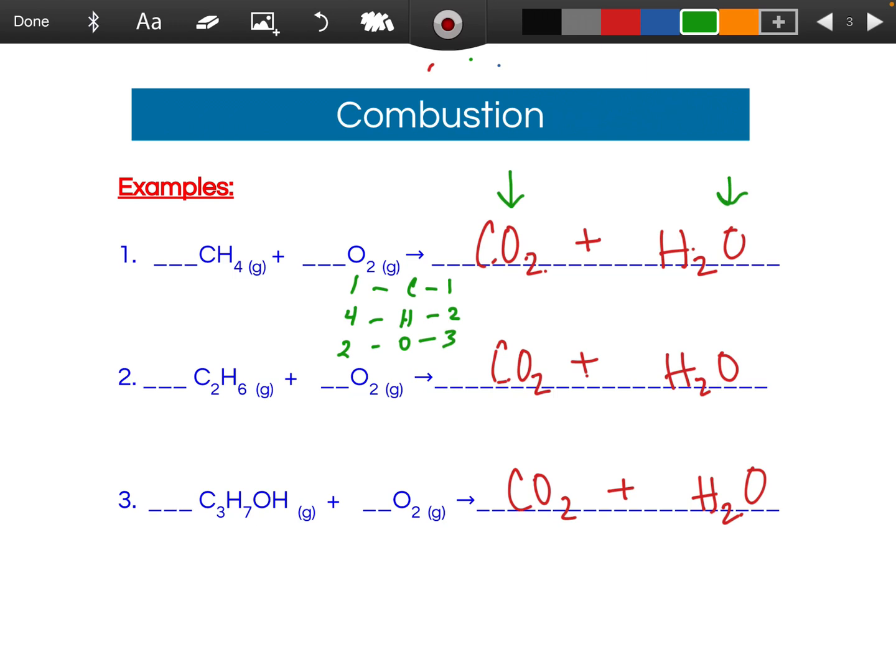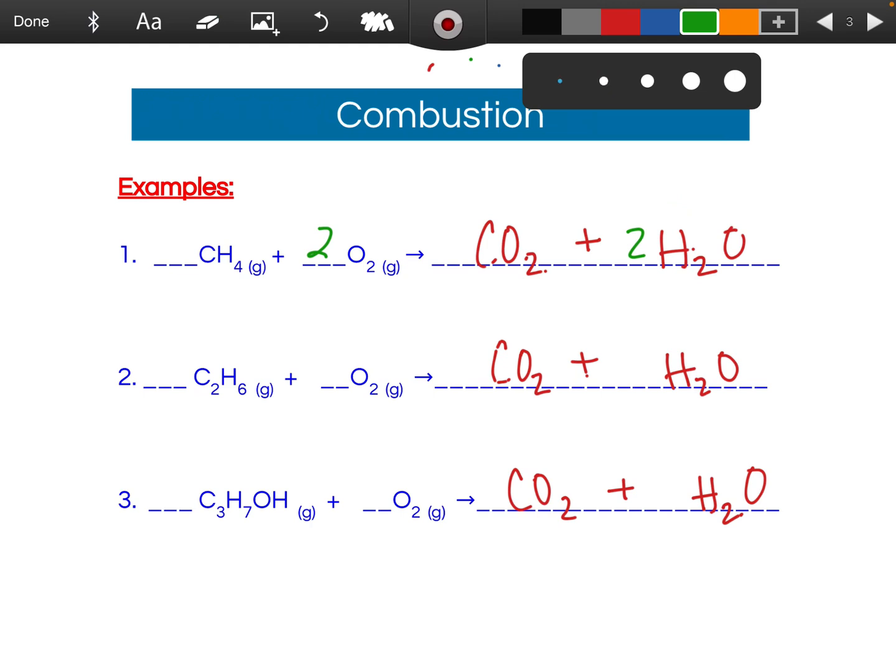All right, so carbon is balanced, hydrogen is not. We have 4 hydrogens on the reactant side, so I need to put a 2 here. That would give me 4 hydrogens on the product side. Here I have 2 oxygens, and then here now I would have 2 more, so I would have a total of 4 oxygens. So now carbon is balanced, hydrogen is balanced, oxygen is not. I have 4 oxygens on the product side, so I would need to put a 2 here to end up with 4 atoms of oxygen on the reactant side. So that would be your final balanced equation.